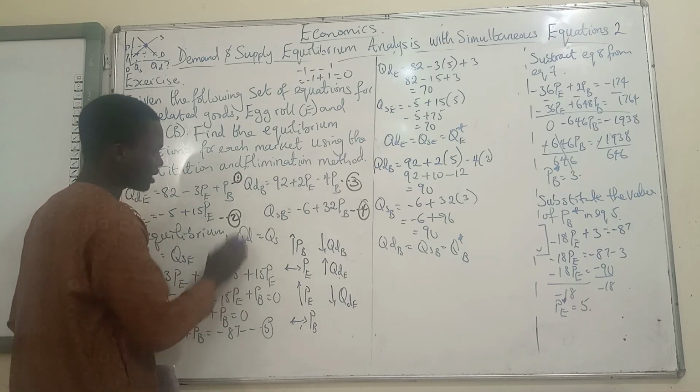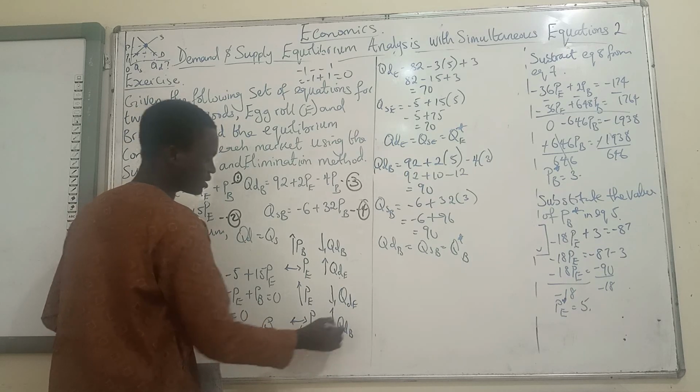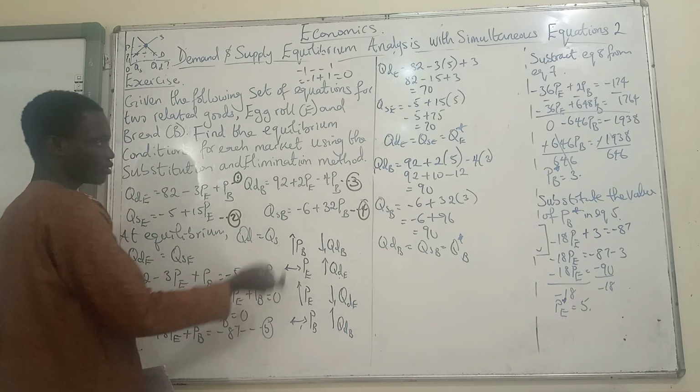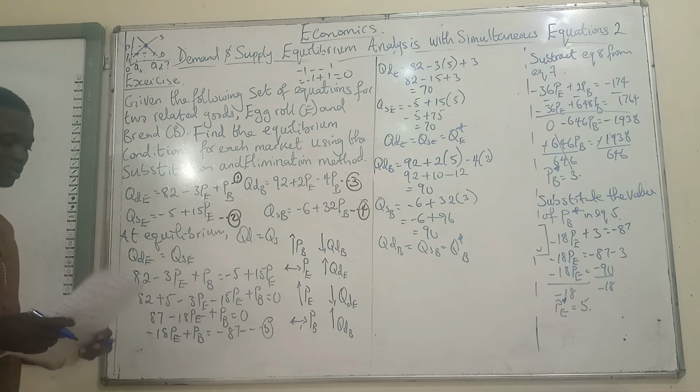Then we are now observing that this is going up, and this is going up. Which simply means these goods are substitutes. So it's the same thing that we have here. The one is reducing, the other is going up. So the goods are substitutes. You don't need to calculate anything in order to know what these things are.